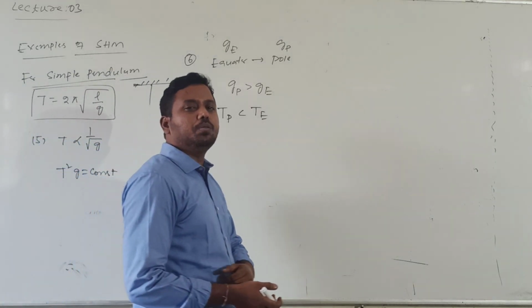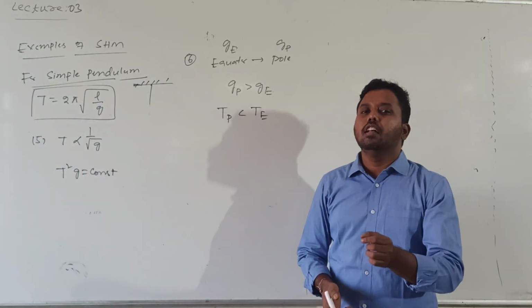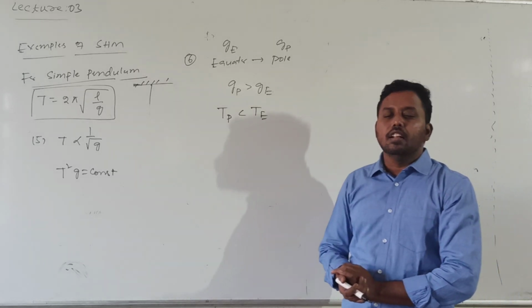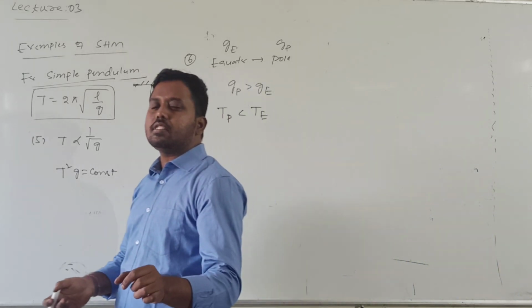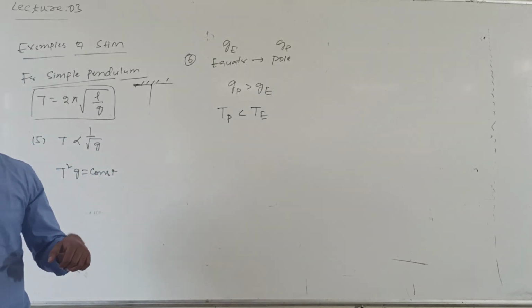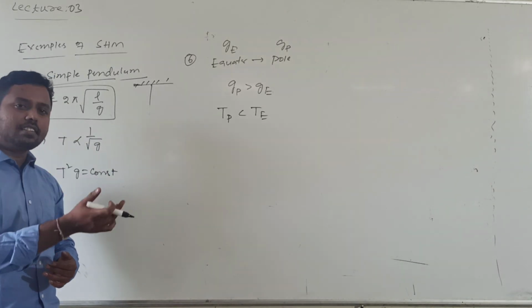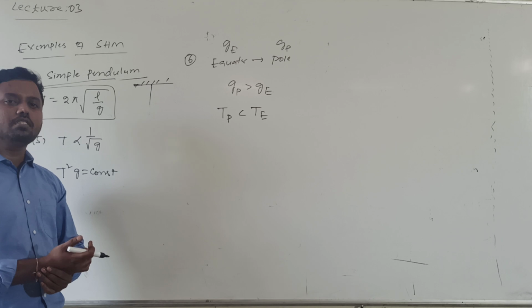Time period decreases means what happens? The pendulum will make more number of oscillations. When it makes more number of oscillations, then what happens? So at that time, it will run fast. It will make more number of oscillations.